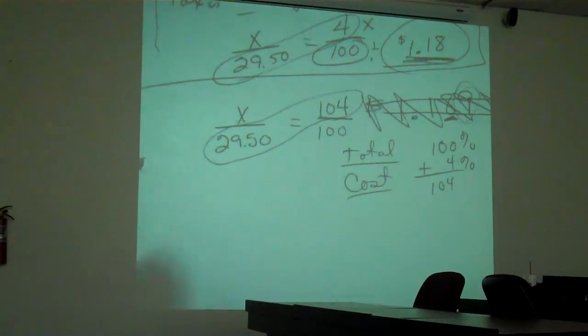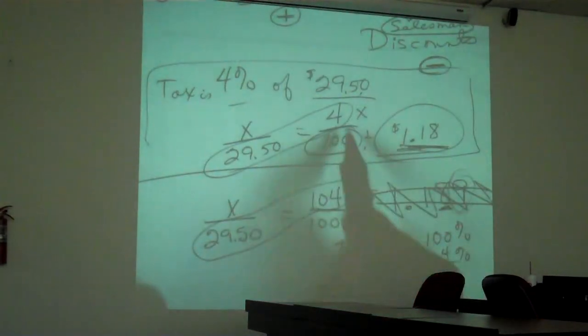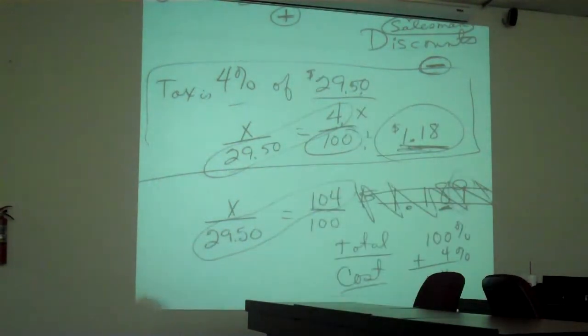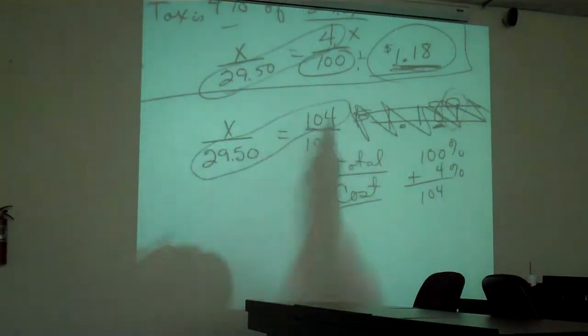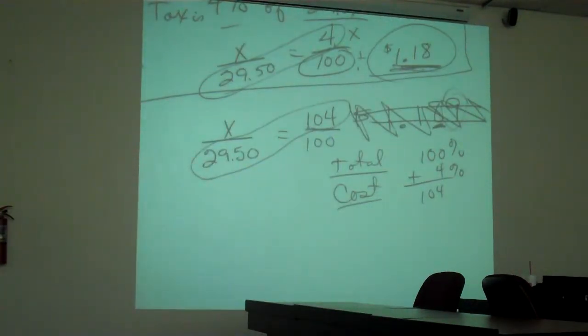So you could do it either way if it wants the total cost. You could find 4% and then add that back on, or do the 104. Look at your word problems and make sure you see what it's asking for. It may only ask for the tax, but it may ask for the total price too, so be careful and watch what the word problems are asking for so that you do the right thing.